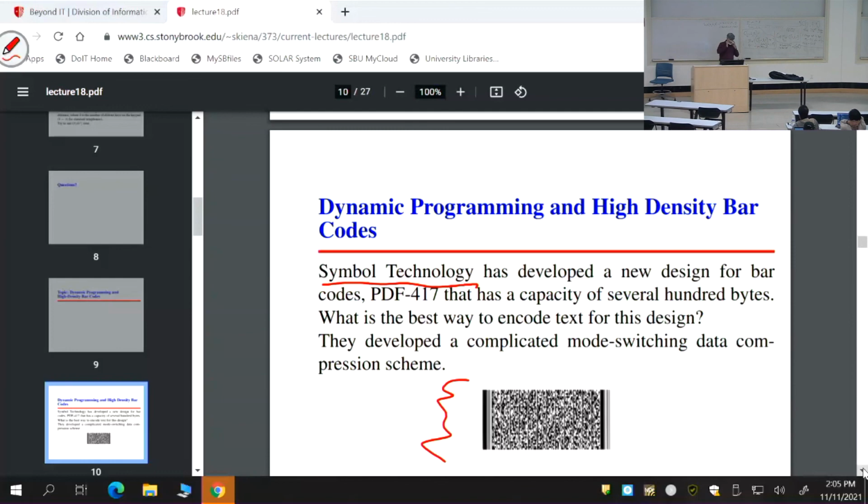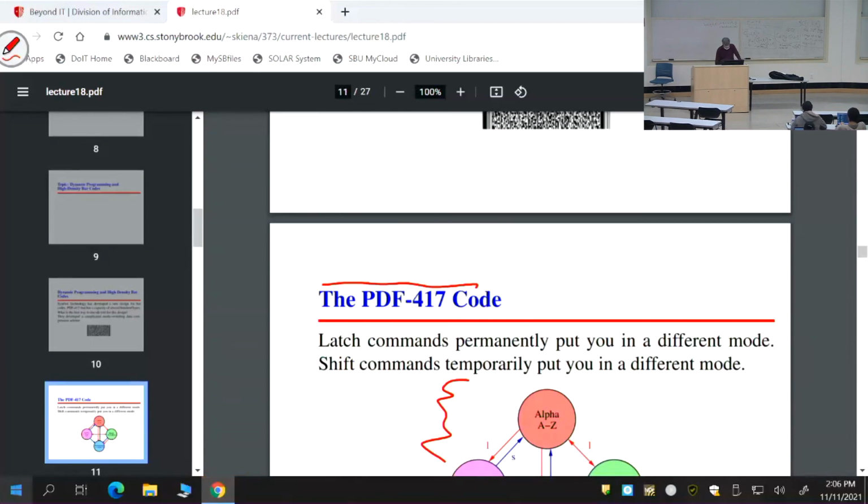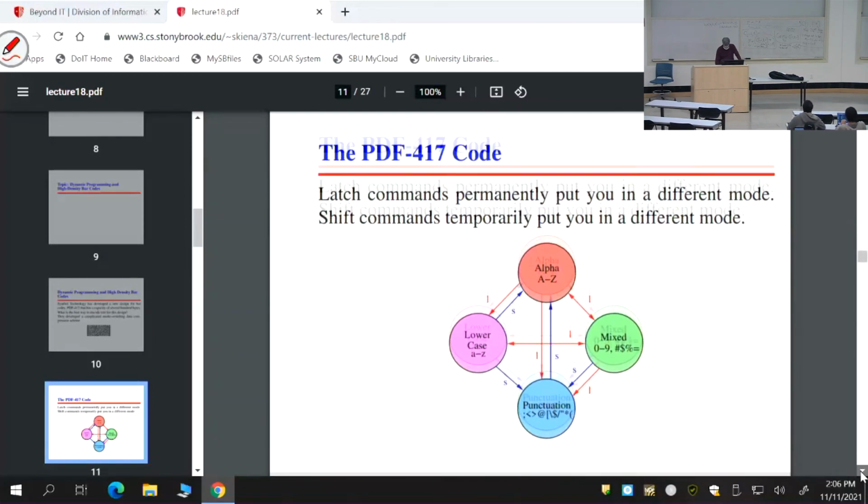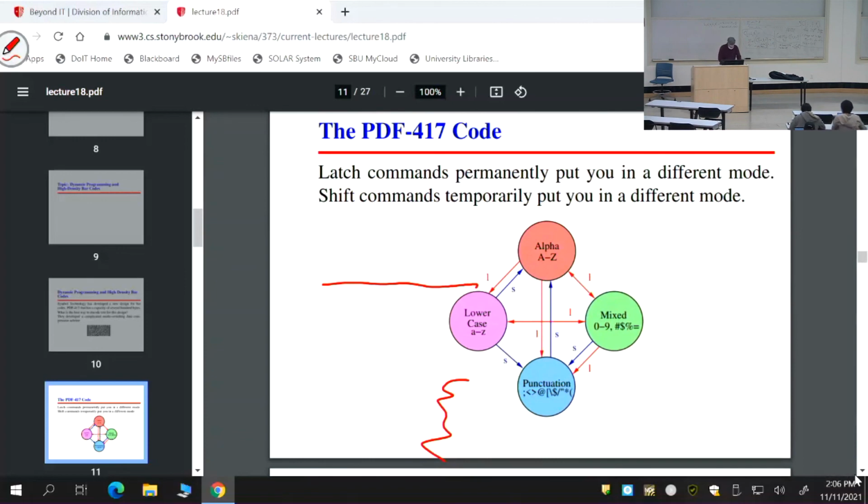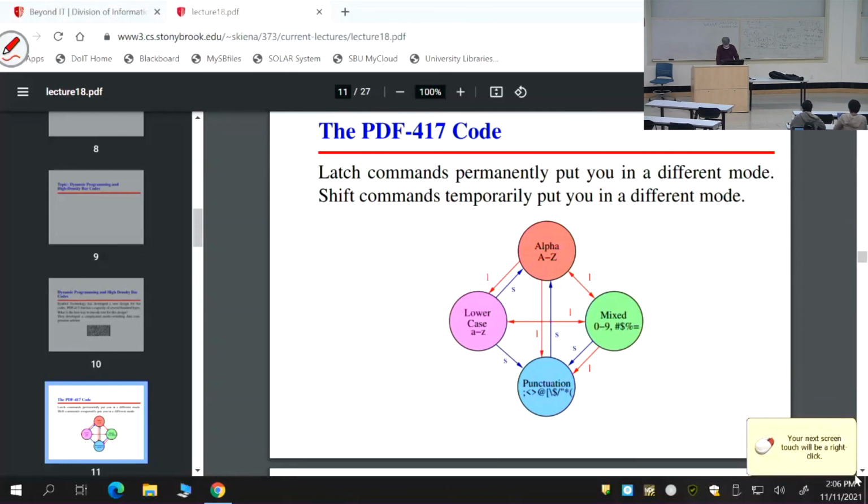So the question goes, given the constraints of scanning, which define kind of the pattern of dots, how do we encode as much text as we can in that label? And it turns out they use the following idea in doing this. I know because the person who developed that barcode symbology used to be a professor at Stony Brook named Theo Pavlidis. But what was the idea?